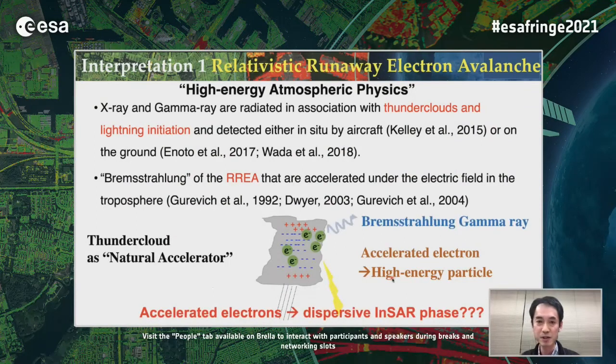So actually, there are two interpretations. The first interpretation is a kind of interesting one, which is based on the recent development of high-energy atmospheric physics. Nowadays, it is well known and accepted that high-energy particles like X-ray and gamma ray emitted from thundercloud are detected both in situ by aircraft and on the ground. The X-rays and gamma rays are believed to be emitted from relativistically accelerated runaway electrons. So thundercloud is a natural accelerator. And we might be observing those accelerated electrons as a dispersive interferogram.